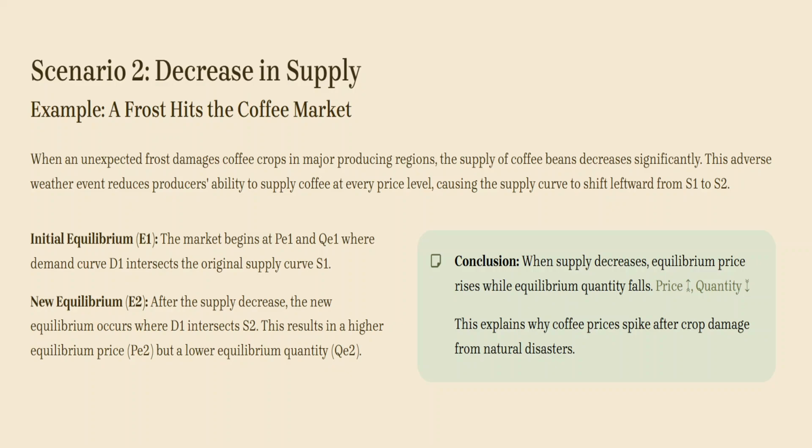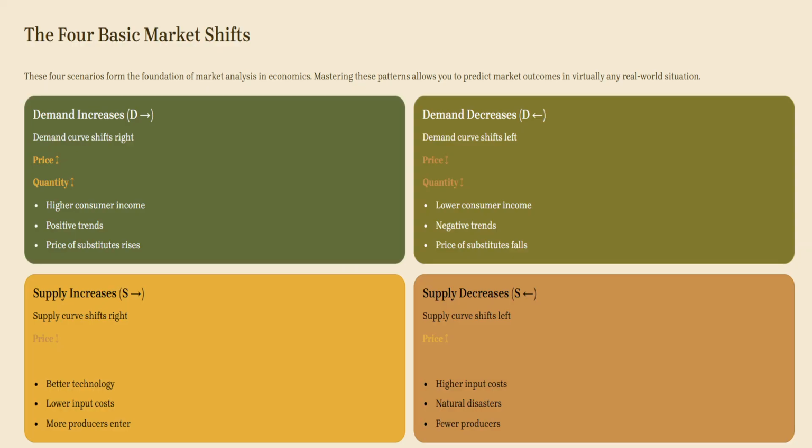Step 3. What happens to equilibrium? We start at E1, P1, QE1. The new supply curve, S2, now intersects the original demand curve at a new point, E2. At E2, the new equilibrium price, PE2, is higher and the new equilibrium quantity, QE2, is lower. What is the conclusion? A frost that damages coffee crops leads to a higher price for coffee and less coffee being sold.